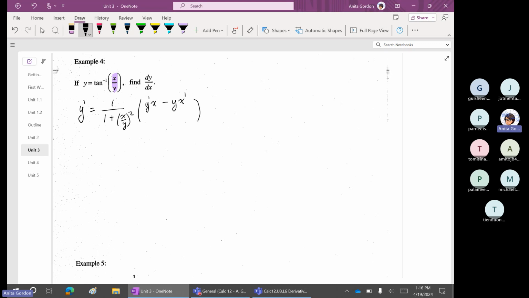Did I do the quotient rule? Oh, it's top derivative first. Okay, my bad. Top derivative first, 1 times the bottom unchanged, y, minus bottom derivative, y prime, times the top unchanged, all divided by the bottom squared. There we go. Okay, thank you for that.